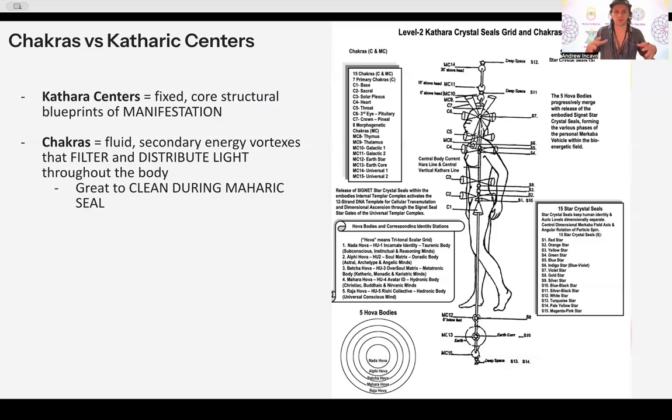The Kathara centers are like a fixed core structural blueprint. The chakras are how the energy flows through, and then the hova body is the manifestation of that. So that's why when we do the Maharic seal, we clean the chakras, not the Kathara centers. I mean, you can align your Kathara centers, your blueprint, with the law of one, but really in terms of cleaning the energetic systems in your body, you would want to clean the chakras, not the Kathara centers.